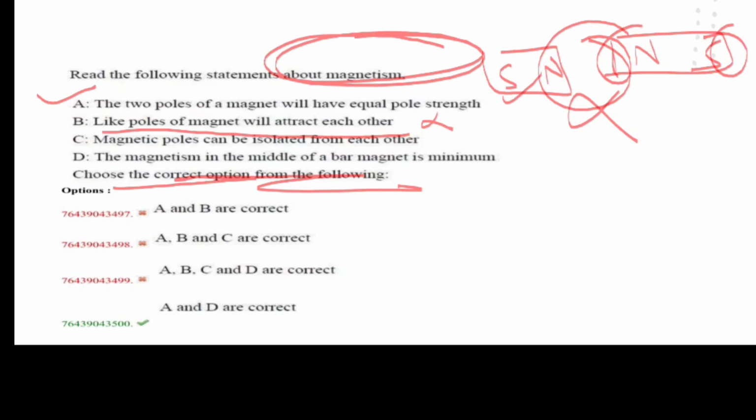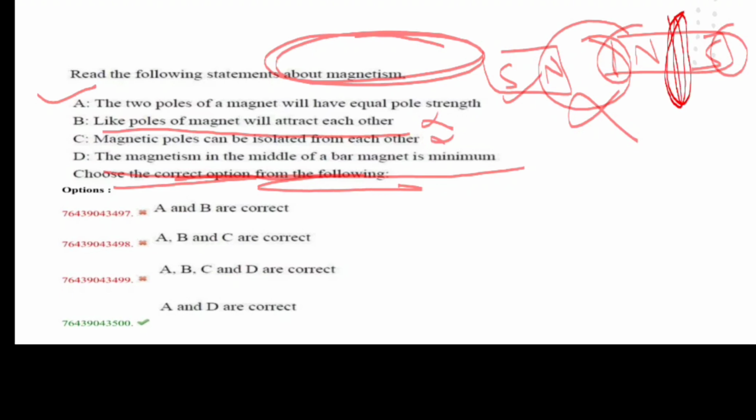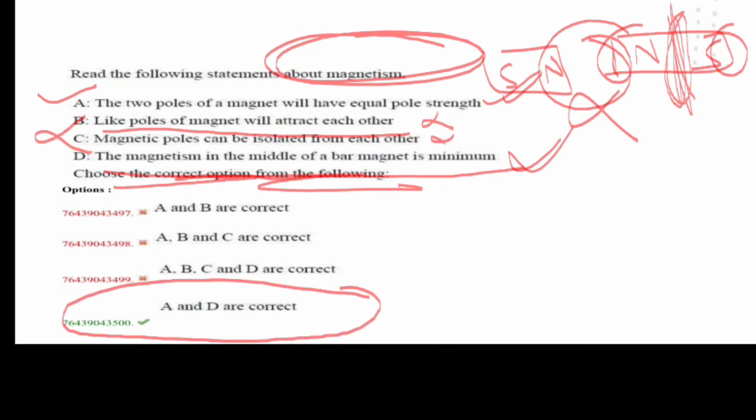Third statement, magnetic poles can be isolated from each other. Magnetic poles cannot be isolated from each other. This is also wrong. Fourth statement is the magnetism in the middle of a bar magnet is minimum. At this bar magnet, the middle portion, the magnetism will be minimum. This statement is correct. Here A and D statements are correct. B and C statements are wrong. So option 4 is correct. A and D are correct statements.